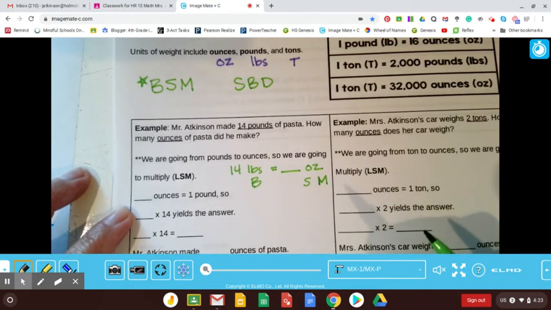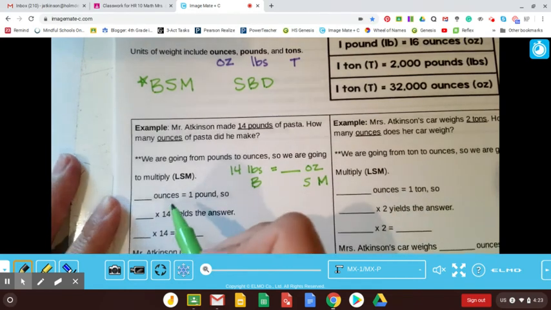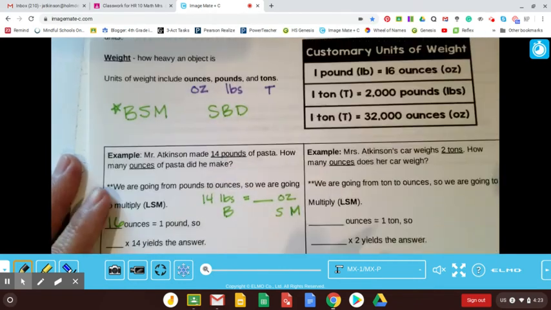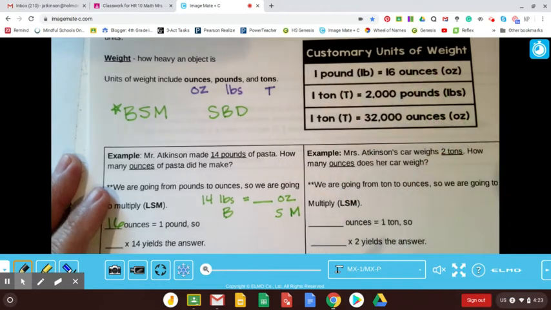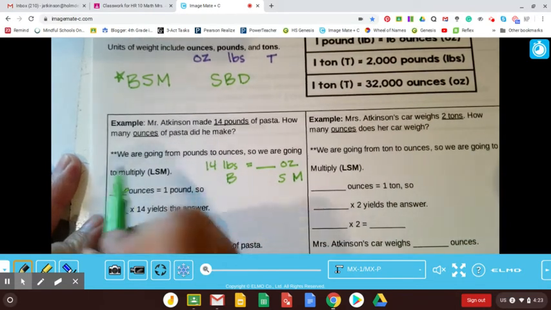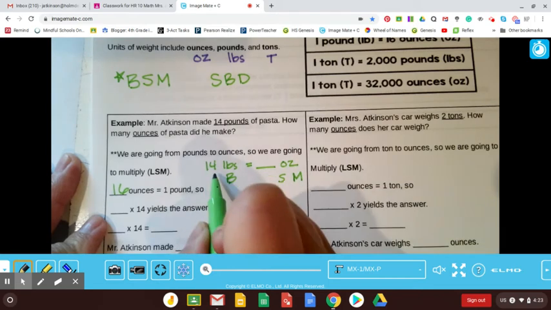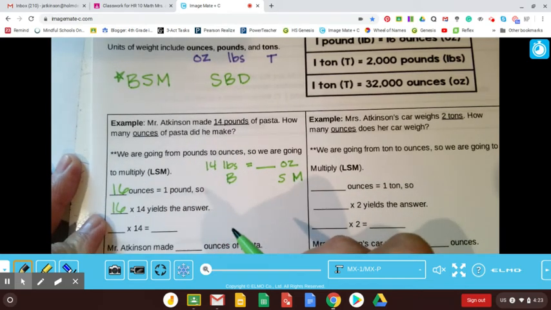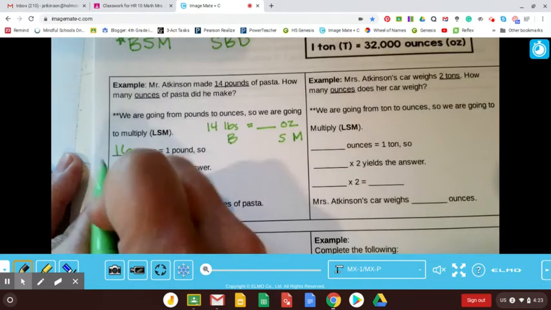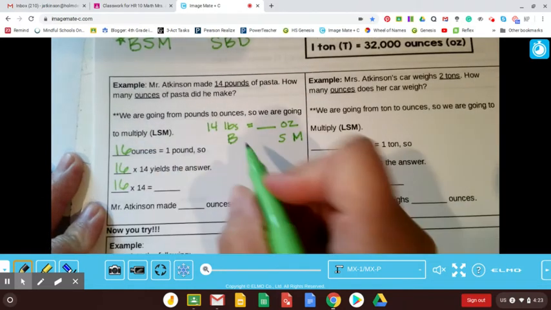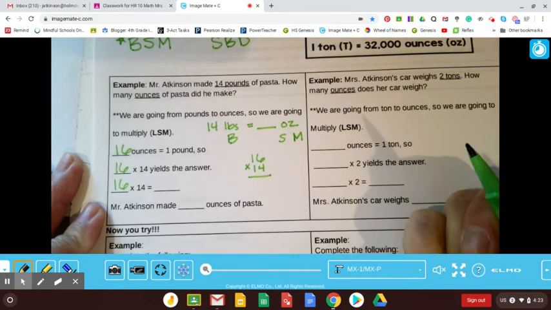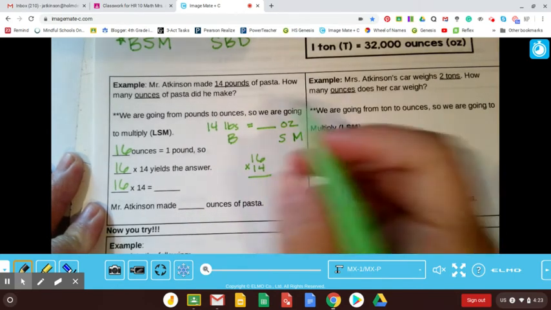So now we have to think, how many ounces are in a pound? We know that there are 16 ounces in 1 pound. How do we know that? It says it right up here. 16 ounces are in 1 pound. So if I have 14 pounds, I have to multiply 16 times 14 to get the answer. And 16 times 14 is, please solve this on the side of your paper.